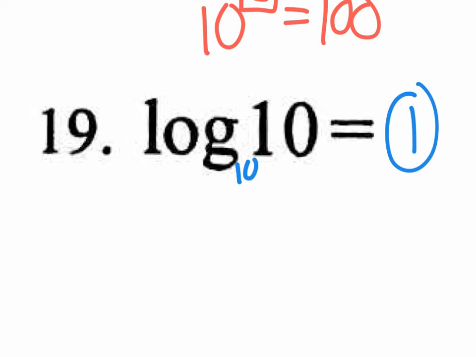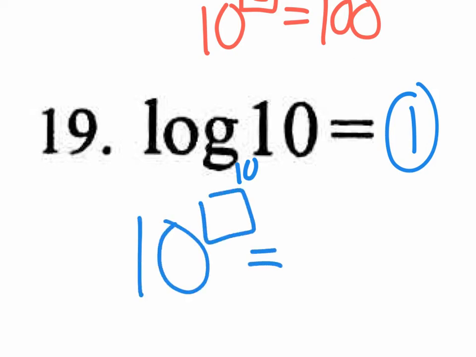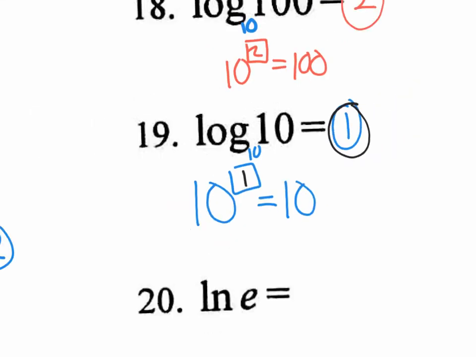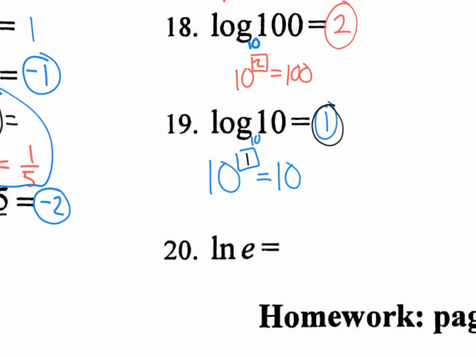Okay, so common log is base 10. If you have base 10, to what power gives you 10? The answer is 1. That's why the answer is 1 right here. Okay. Moving on, number 20.